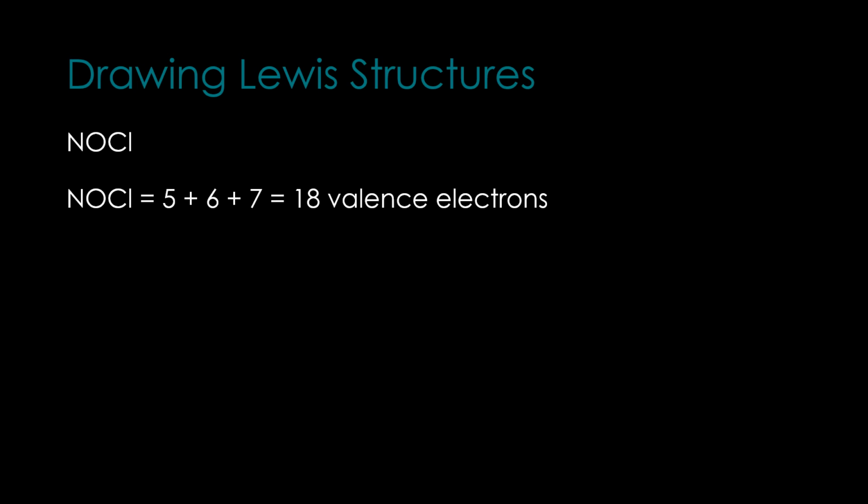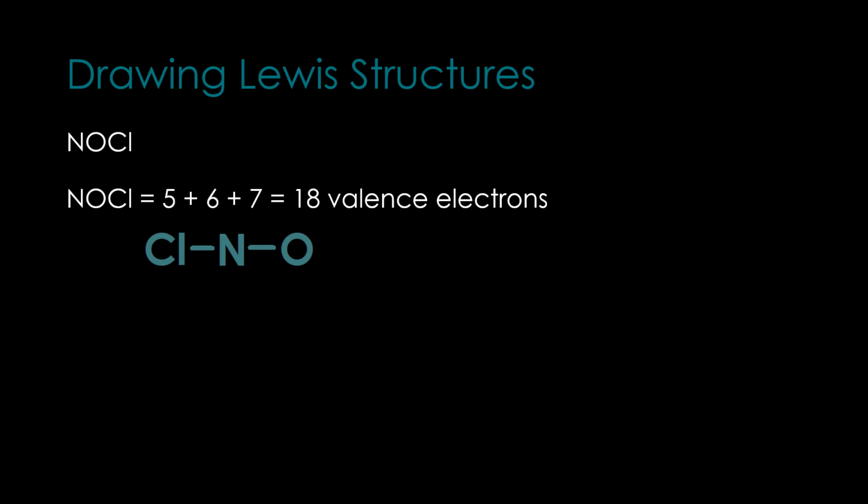Next, identify which element goes in the middle and which are terminal. Since nitrogen is the least electronegative element in this compound compared to oxygen and chlorine, it is the central atom, and oxygen and chlorine are the terminal atoms bonded to nitrogen. Now we can draw the skeletal structure.